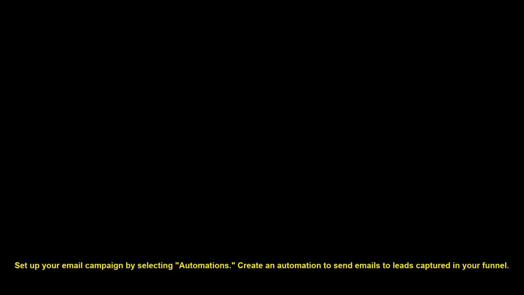Repeat the process to add more steps to your funnel as required. After adding all your pages, go back to the Funnels section. Click on the opt-in settings to configure your email settings. Set up your email campaign by selecting Automations. Create an automation to send emails to leads captured in your funnel.